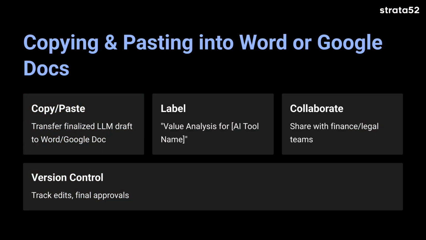After finalizing your value analysis within ChatGPT or Claude, copy and paste the output into a Word document or Google document. Label it as value analysis for insert the AI tool name. This step is crucial because it helps with collaboration, version control, and record keeping. So you're going to perform this same value analysis for every single AI tool that's in the 12-month roadmap.